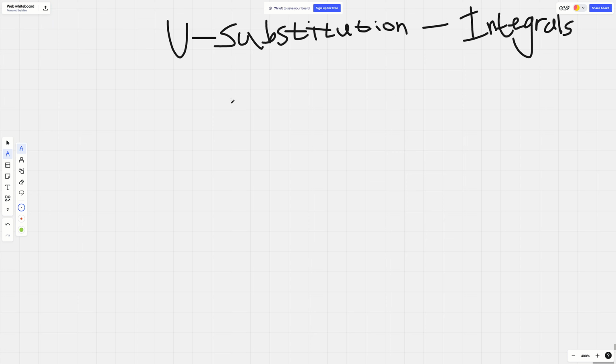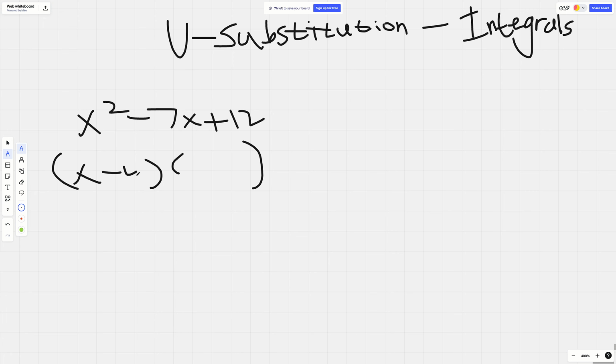Now, for any of you who need a refresher or haven't used U-substitution too much before, let me give you a brief example of what U-substitution would look like. Assume we have the polynomial x squared minus 7x plus 12. If you wanted to factor this, very simply, we see that this is x minus 4 and x minus 3. They're the same thing. It's just that this is in factored form.